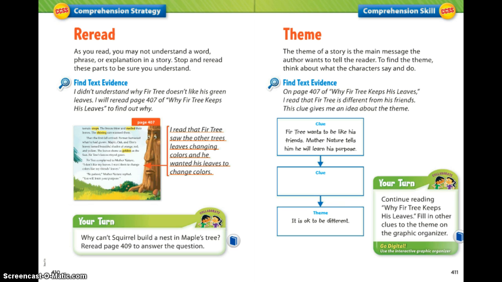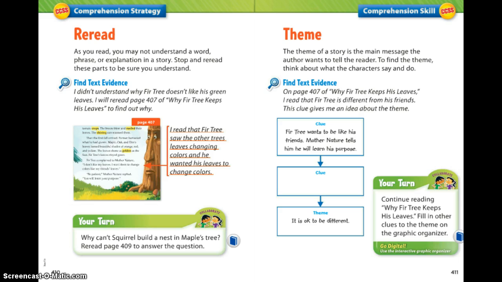Theme. The theme of a story is the main message the author wants to tell the reader. To find the theme, think about what the characters say and do. Find text evidence. On page 407 of Why Fir Tree Keeps His Leaves, I read that Fir Tree is different from his friends. This clue gives me an idea about the theme.